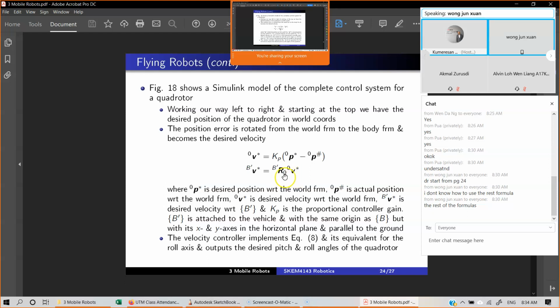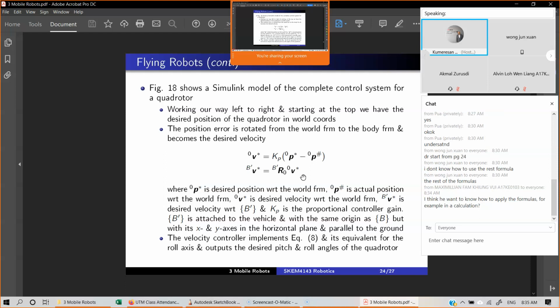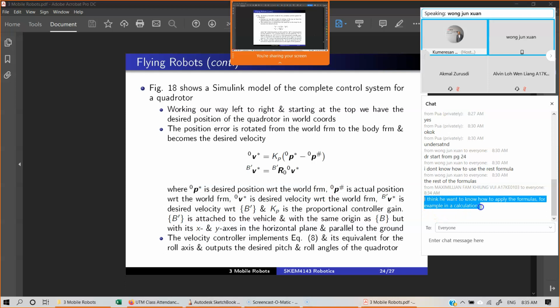No, first of all, I don't understand what's the question. I think he wants to know how to apply the formula, for example, in a calculation. Okay, see, this is a straightforward question. You see, simple. Now I understand what's the question.